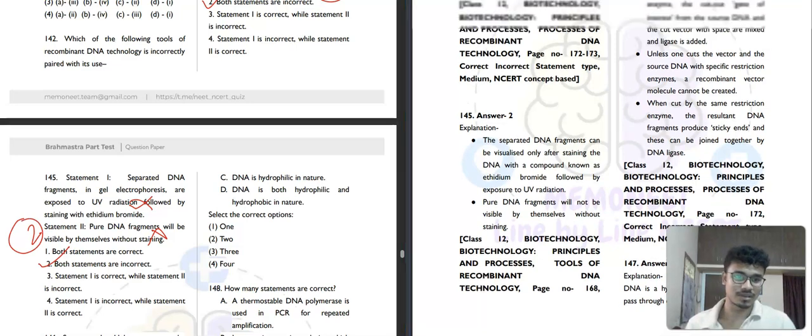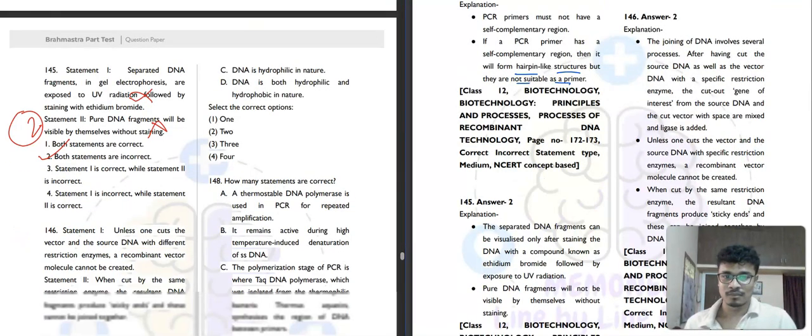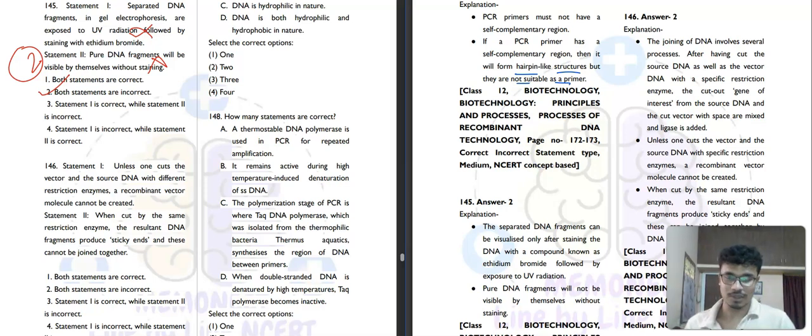Then question number 146. Statement first is saying that unless one cuts the vector and the source DNA with different restriction enzymes, a recombinant vector molecule cannot be created. It can be created. Okay, so we can see this is not correct. And when cut by the same restriction enzyme, the resultant DNA fragments produce sticky ends and this cannot be joined together. This can be joined together. Okay, this is not correct. So both statements are incorrect. Second option is our correct answer.